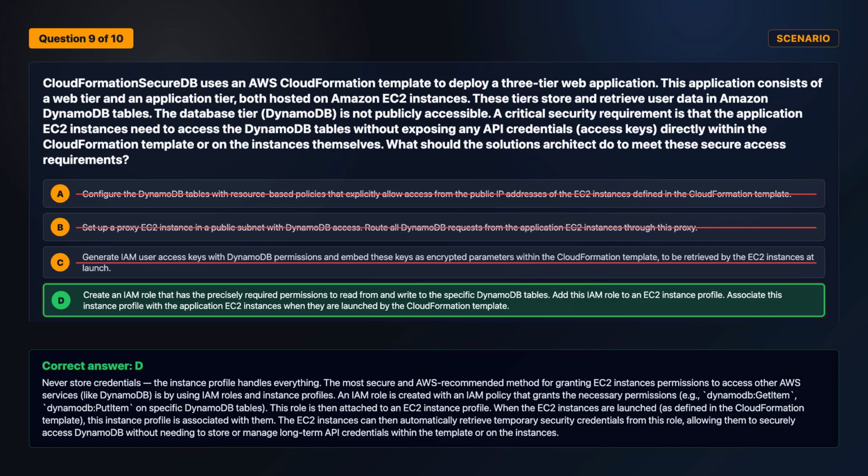An IAM role is created with an IAM policy that grants the necessary permissions, e.g., GetItem, PutItem, on specific DynamoDB tables. This role is then attached to an EC2 instance profile. When the EC2 instances are launched, as defined in the CloudFormation template, this instance profile is associated with them. The EC2 instances can then automatically retrieve temporary security credentials from this role, allowing them to securely access DynamoDB without needing to store or manage long-term API credentials within the template or on the instances.